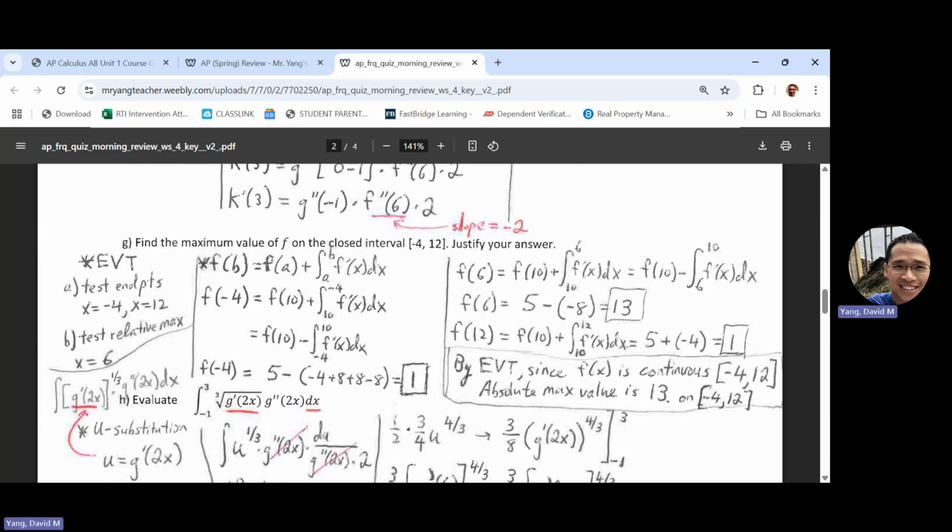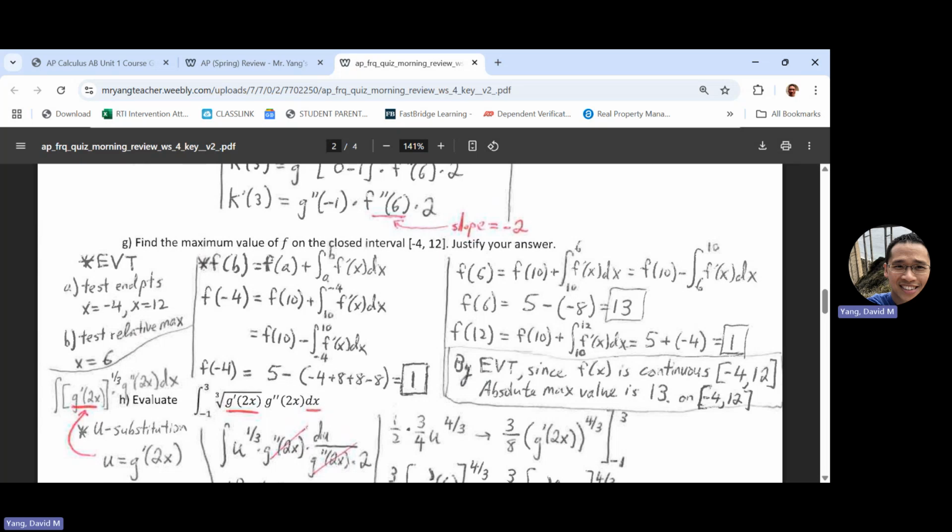Okay, repeat the same process for f of 6. F of 6 equals f of 10 plus that gap between 10 and 6. 10 and 6 is still out of order, so I can flip the bounds, pull a negative out, and then I can just read the graph from left to right. From 6 to 10, my region is below the x-axis, so -8. 5 plus 8 is 13.